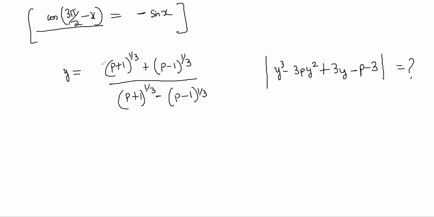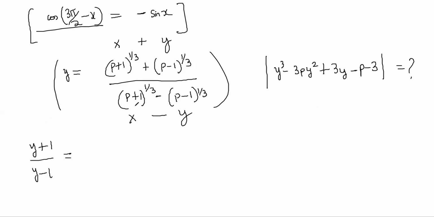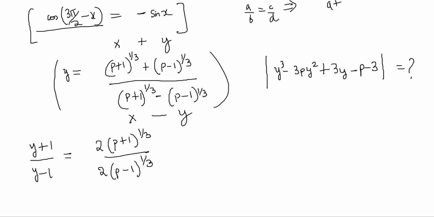First thing I will notice here, as soon as you see this thing, I will do componendo and dividendo. So (y plus 1) by (y minus 1) is equal to, add the two, 2 times (p plus 1) to the power 1 by 3 by 2 times (p minus 1) to the power 1 by 3. What have I done? I've done componendo and dividendo. If a by b is equal to c by d, then (a plus b) by (a minus b) will be equal to (c plus d) by (c minus d), no?